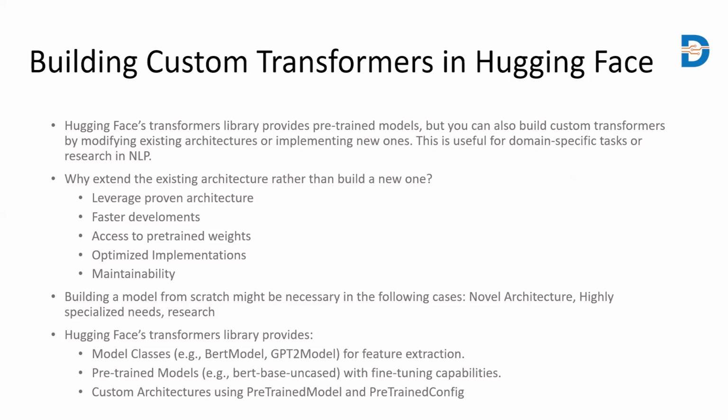Now, the Hugging Face Transformers library provides you model classes for feature extraction. This Hugging Face API helps you with model classes where you have your BERT model, GPT-2 model, all of them for feature extraction. Pre-trained models with fine-tuning capabilities, and custom architectures using pre-trained model and pre-trained configuration.